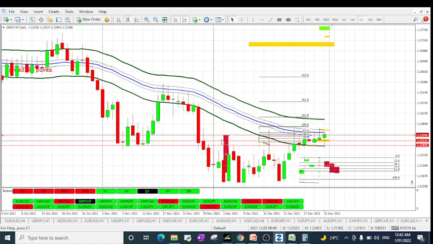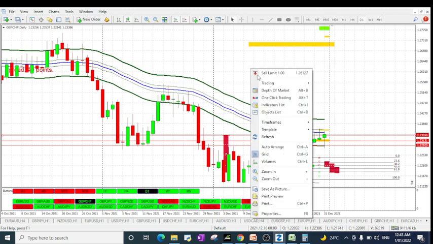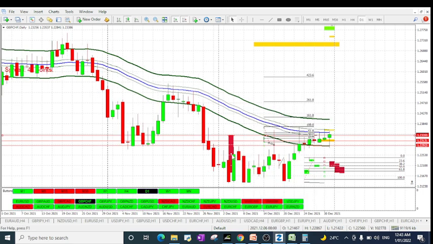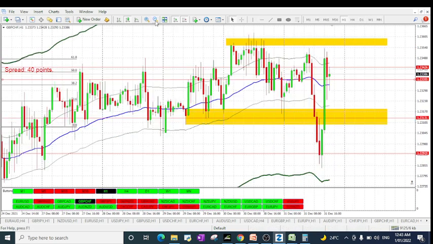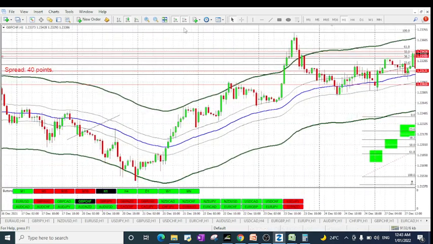I have too many drawings. Anyway, it doesn't matter. The thing is, we have a bearish daily candle right here. Let's go to the hourly chart.